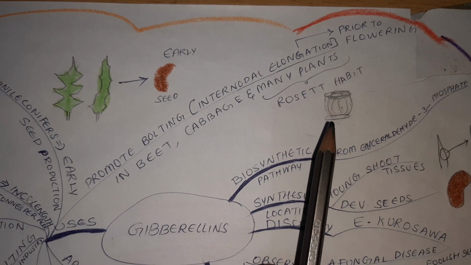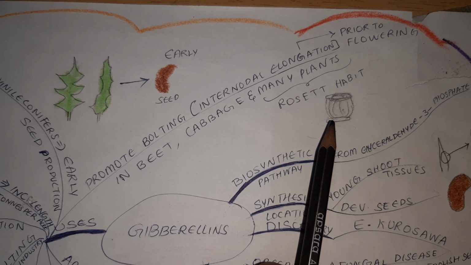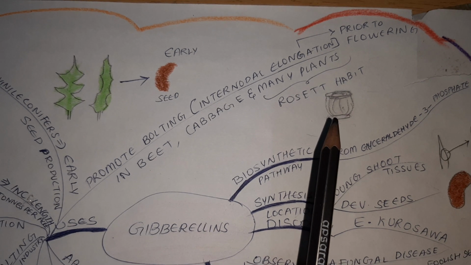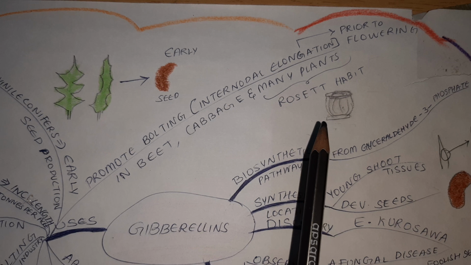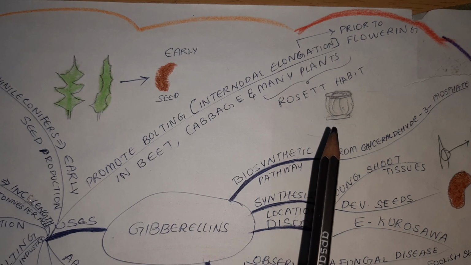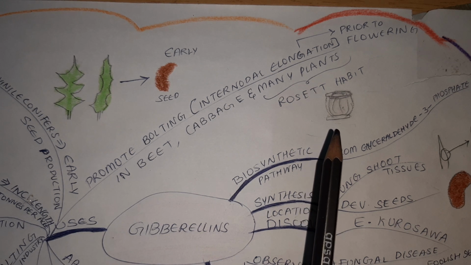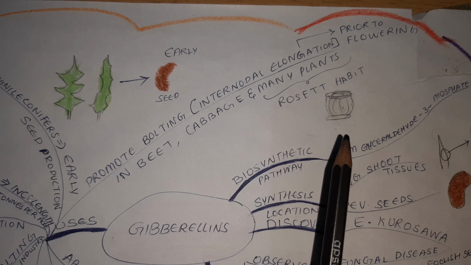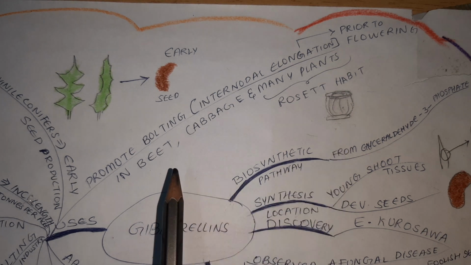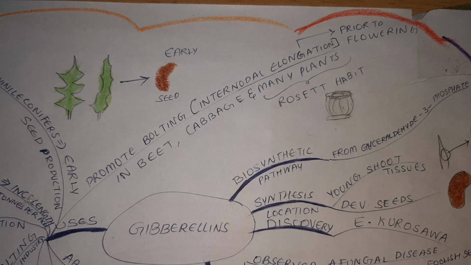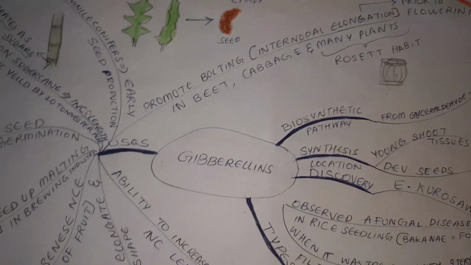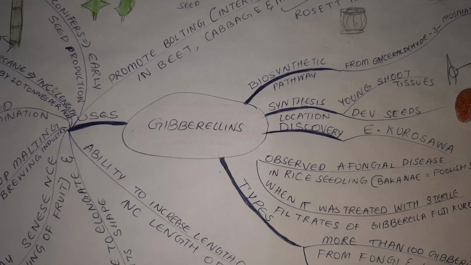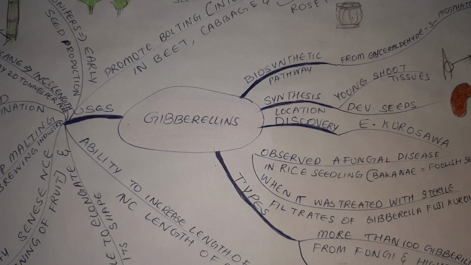This is the internode. If we say stems have nodes, the area between the nodes is known as internode. So they promote bolting, which is internodal elongation. Prior to flowering, before flowering, they promote bolting in plants like beet, cabbage, and many other plants which have discoid stems. So this was a brief summary about gibberellins.